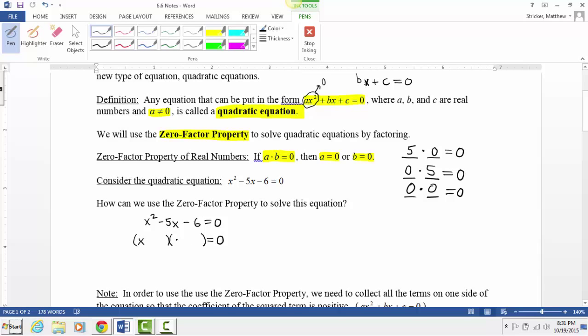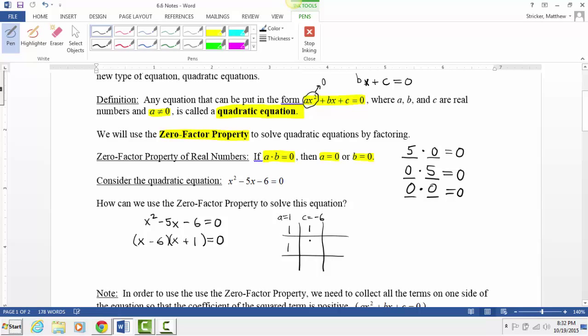We know that this has to be an x and an x, and then we're trying to multiply to give negative 6 and add to give negative 5, and we know this has got to be negative 6 and positive 1, because negative 6 times positive 1 is negative 6, and negative 6 plus 1 is negative 5. You can also show it over here. I have a is 1, so this has got to be a 1 and a 1. Here a equals 1. C is equal to negative 6.